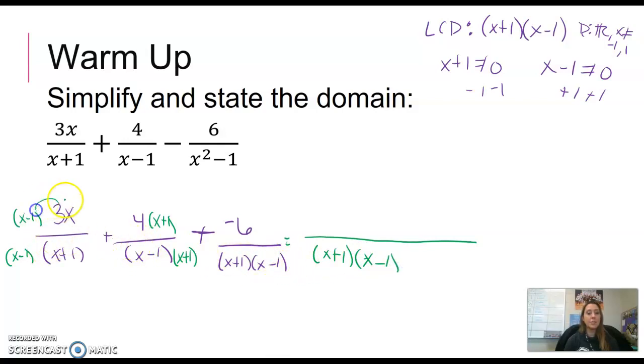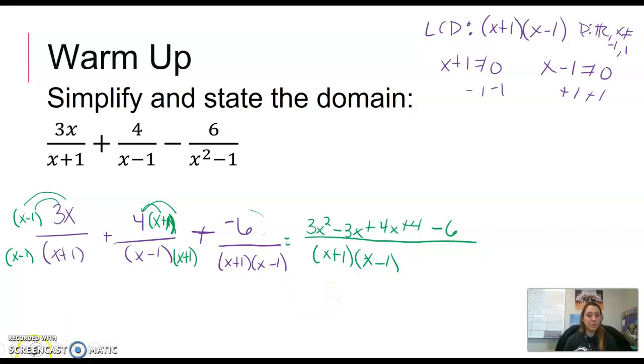Now I just need to distribute. So I have 3x times x, which is 3x squared. 3x times -1 is -3x. Then this is a parentheses with a 1. Then I need to distribute here. So then I have positive 4 times x, which is a plus 4x. And then I have 4 times 1, which is a plus 4. And then I have a plus -6, which is just -6. Okay, so now I have that.